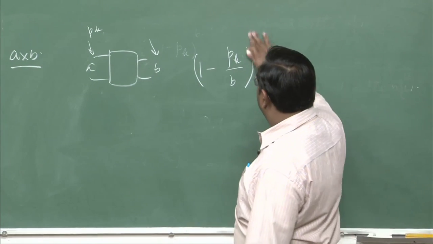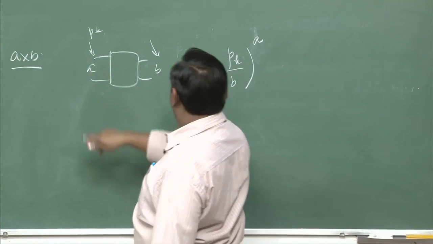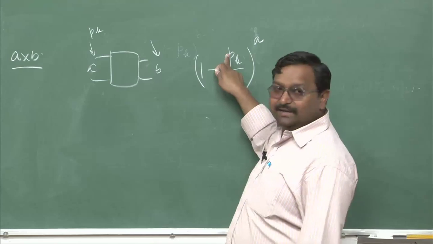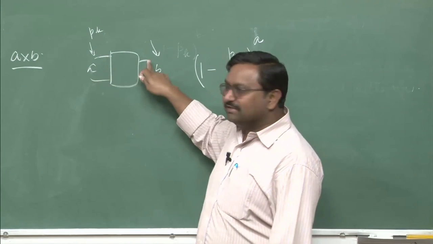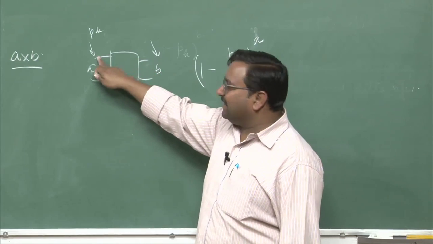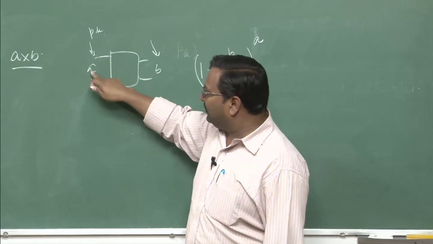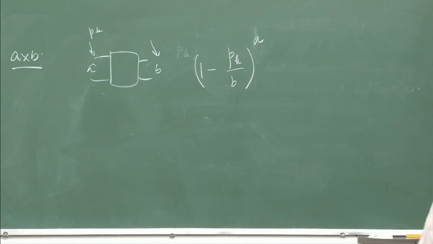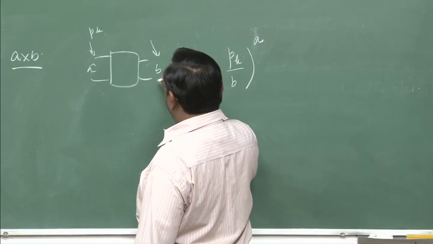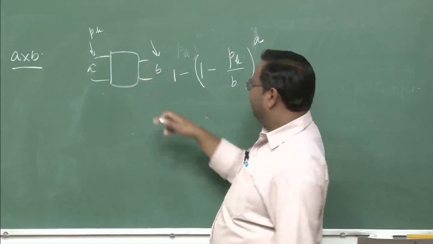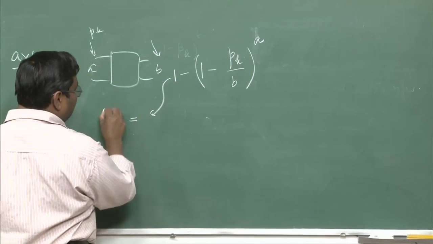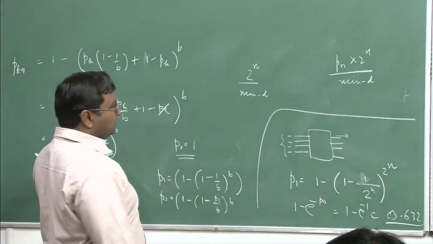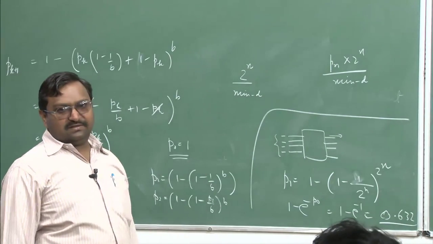Sorry, this will be over all inputs. This one only tells that at this particular input I will have a packet with probability Pk. With probability Pk by b, this packet will be directed to this outgoing port. 1 minus of that, this packet will not be directed here. This should be true for all a, so I have to multiply it a times, it is not b times here, it is b here, that is the only difference which will come. And 1 minus of this, there will be at least one packet coming out here. So your P(k+1) will be equal to this. This recursive relation will change in this case.